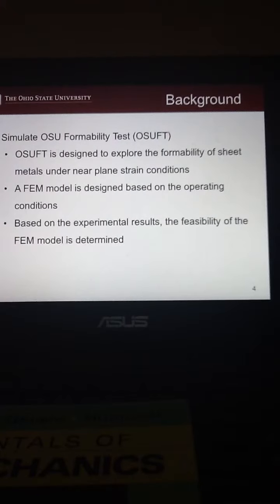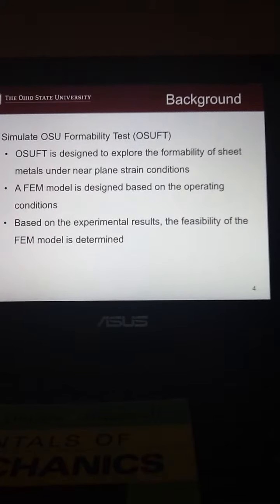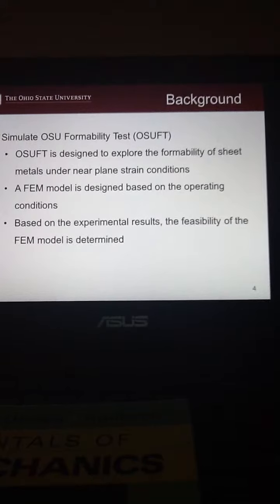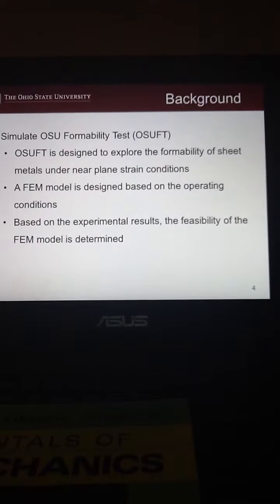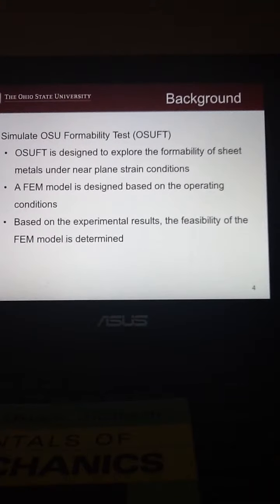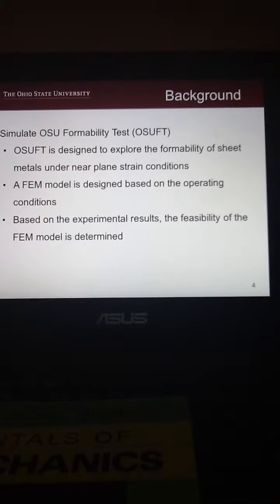So here's the background. The OSU formability testing group is designed to explore the formability of sheet metals under near plane stress conditions. An FEA model is designed based on the operating conditions given by the group. Basically, what we do in this project is, based on the experimental results, evaluate the feasibility of FEA models.